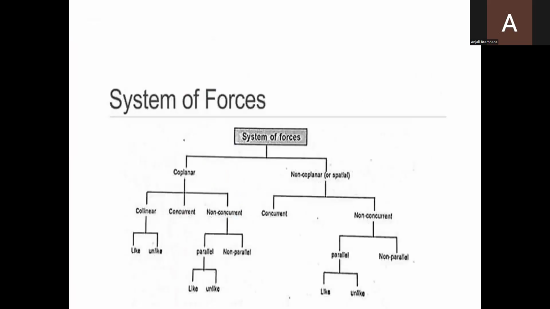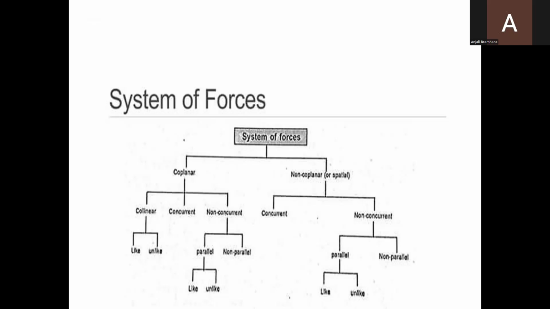Okay. So here you can see this diagram of the system of forces. The first one is coplanar. What is meant by coplanar? It consists of forces which have lines of action in the same plane. And what is meant by non-coplanar? These are space forces, meaning it consists of forces whose lines of action do not lie in one plane.